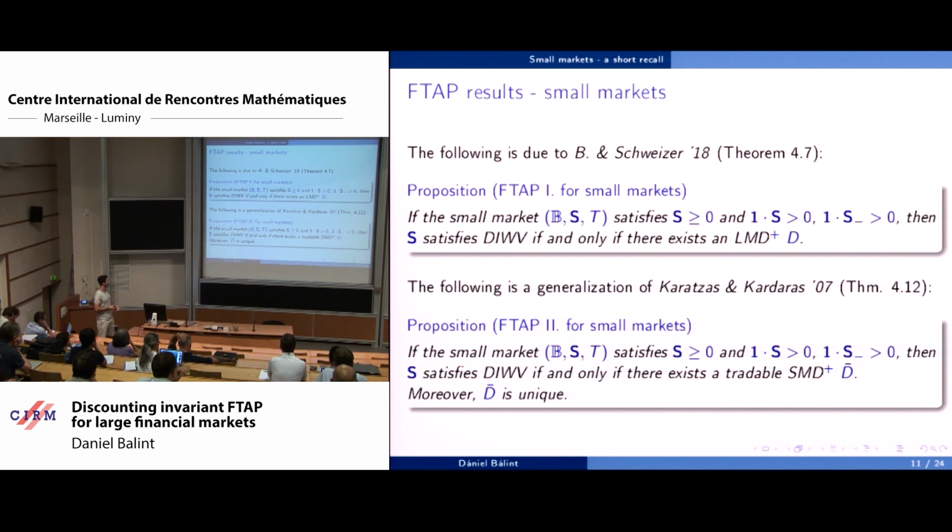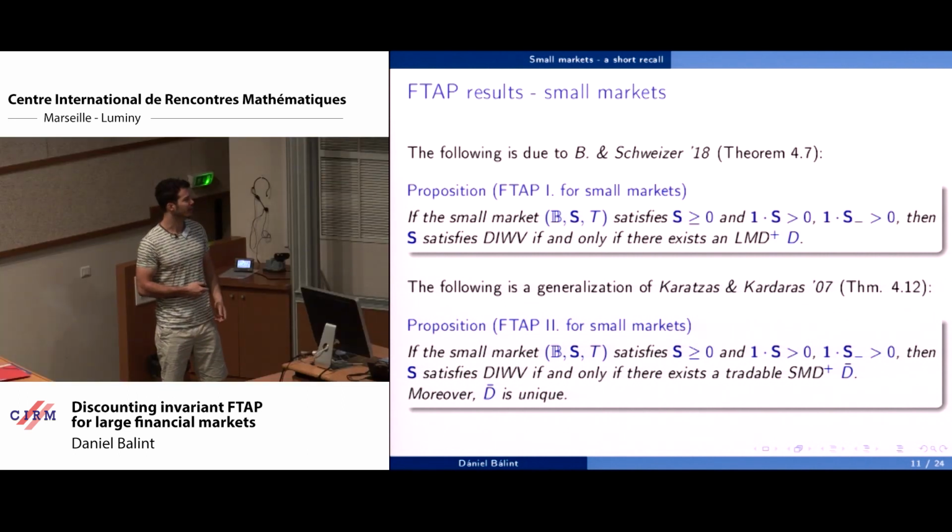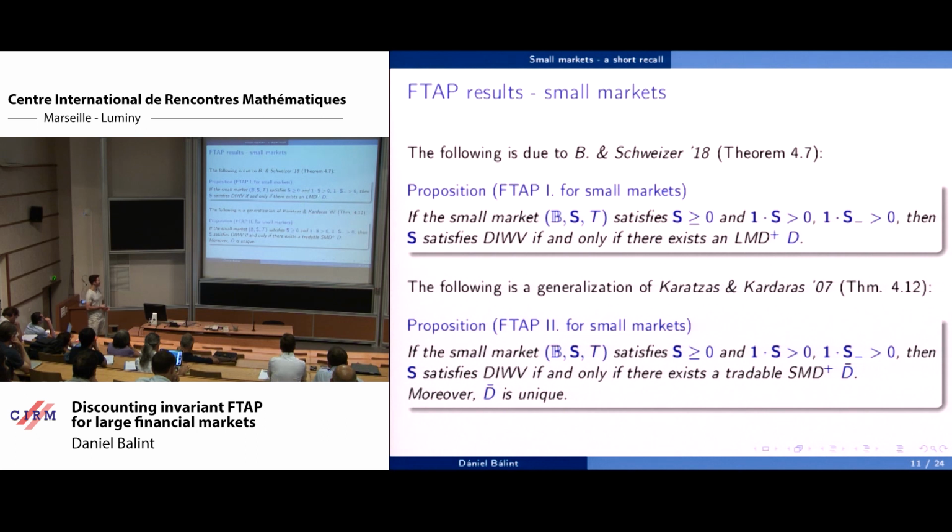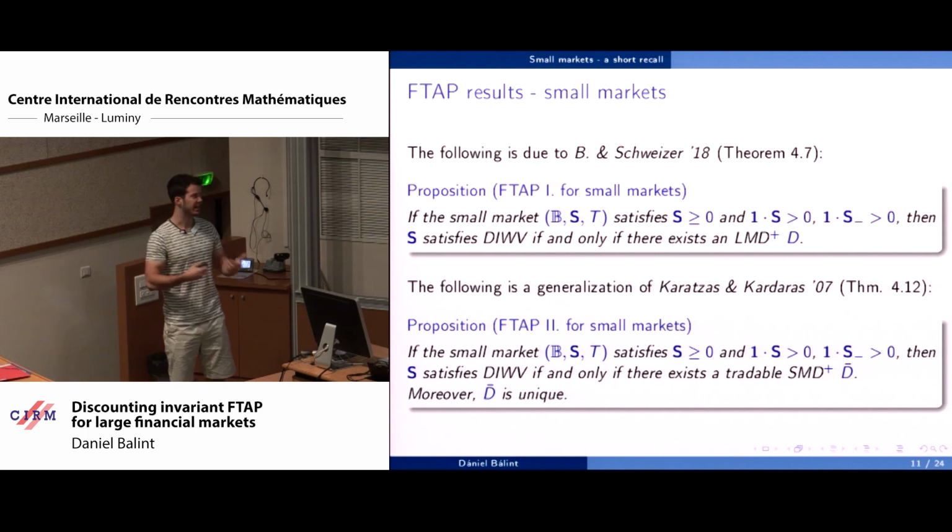And the second result is actually a generalization of Karatzas-Kardaras 7. Under the same conditions, we have viability if and only if there exists a tradable SMD plus. So if we compare those two results, above we have LMD plus, but without tradability, and below we have tradability, but only an SMD plus. Of course, LMD in this framework implies SMD, but not the other way around.